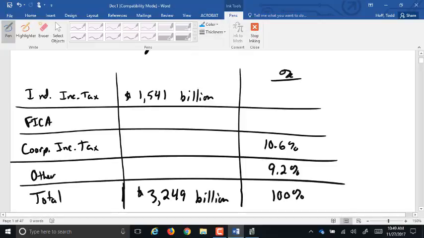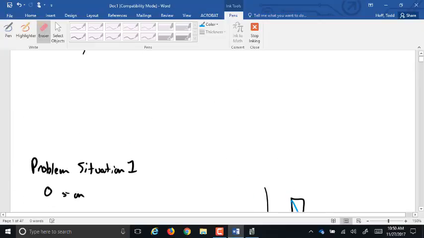Now, you notice I stumbled as I was pronouncing it. To me, a more comfortable way of pronouncing 3,249 billion would be to say 3.249 trillion. I'm guessing the reason they're not doing that is because these two are probably going to end up being less than $1 trillion. So they're leaving it in billions.